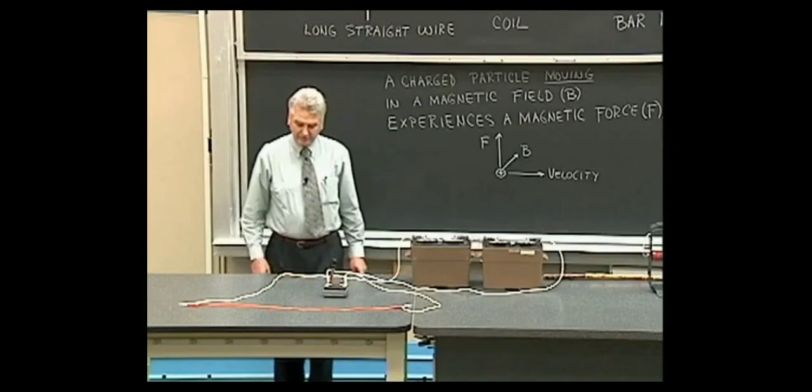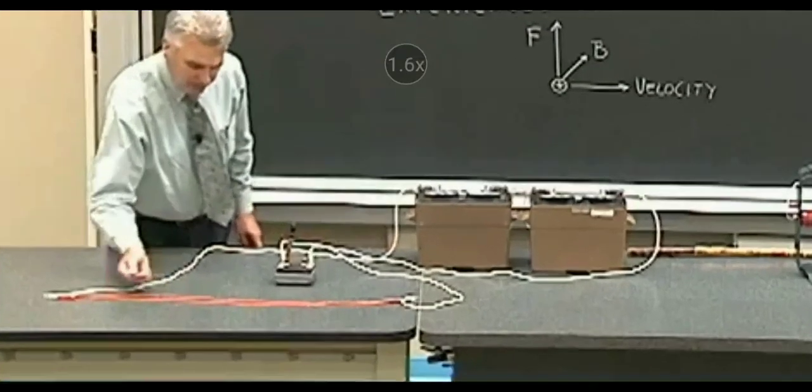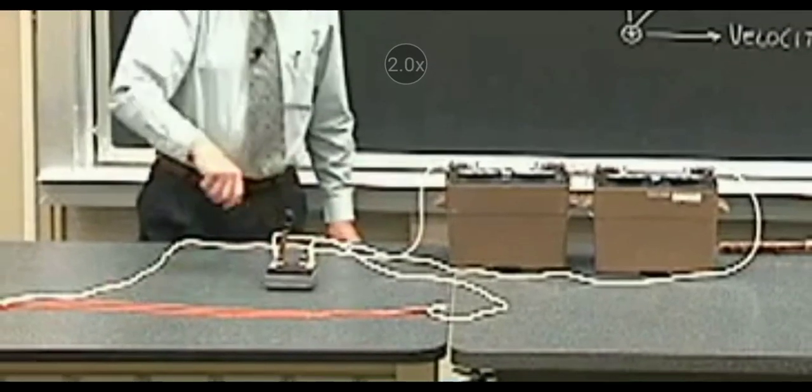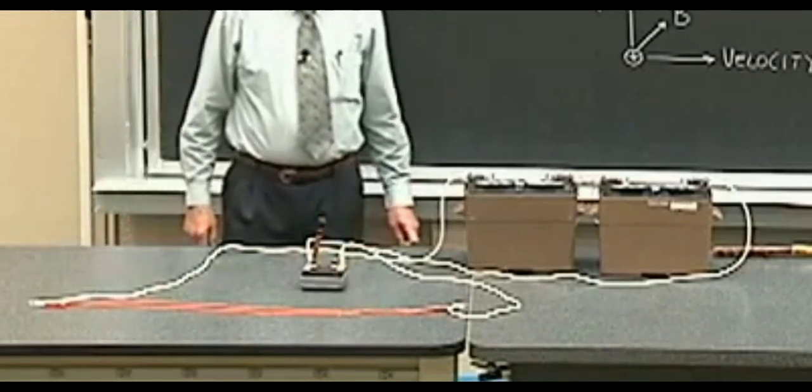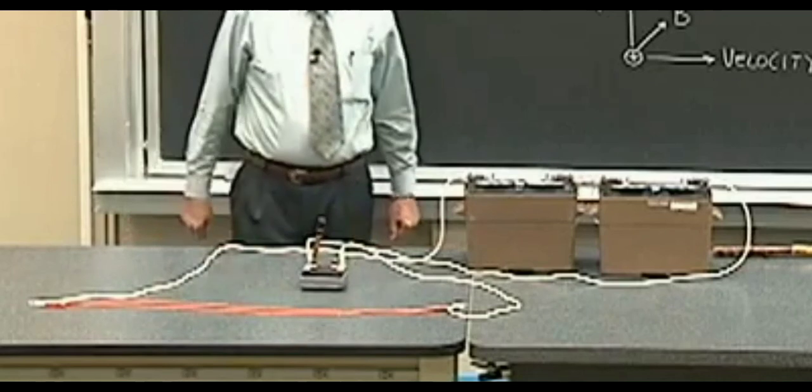Now, if we turn that around so that we have the current in one wire going one direction, the current in the other wire going the other direction, we'll see the opposite effect. We'll see the two wires repel one another.